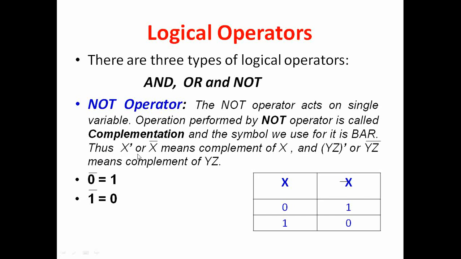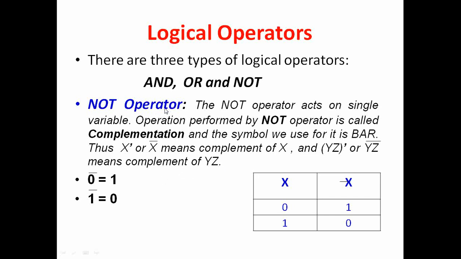Therefore, we can write X bar, that is X with a horizontal line at the top of the variable. This we read as X bar. X bar means the complement of X, and YZ whole bar means the complement of YZ.